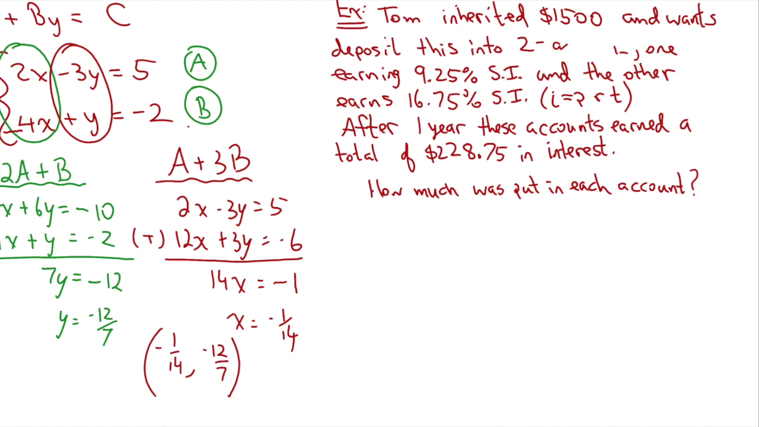I only hate word problems because I have to write it down. After a year, just 1 year, the accounts earned a total of $228.75 in interest, just interest. So I want to know how much was put into each account. How did he separate his money? Did he put $750 in both of them? You know, split it right down the middle. Did he put $500 in one and $1,000 in the other? So it could be any breakup of $1,500.